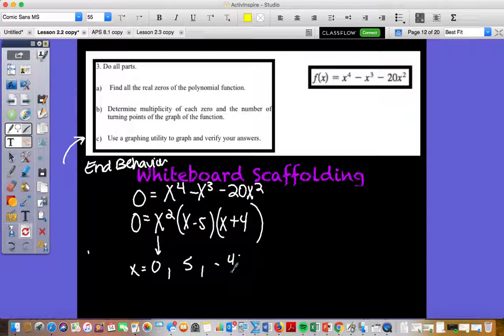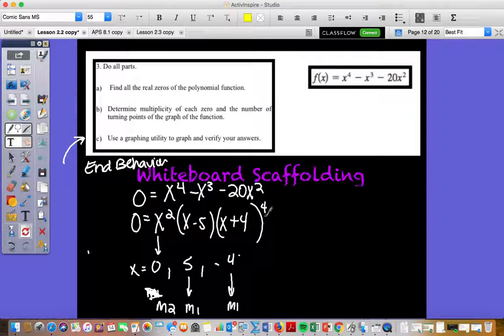Now here's where we come into play. What's the multiplicity? Someone raise their hand and tell me. What's the multiplicity of each of these? 2 for 0. Multiplicity of 0 is 2 because it repeats twice. Look at the exponent. The multiplicity of 5 is 1, and multiplicity of negative 4 is 1 as well because it only repeats once here.